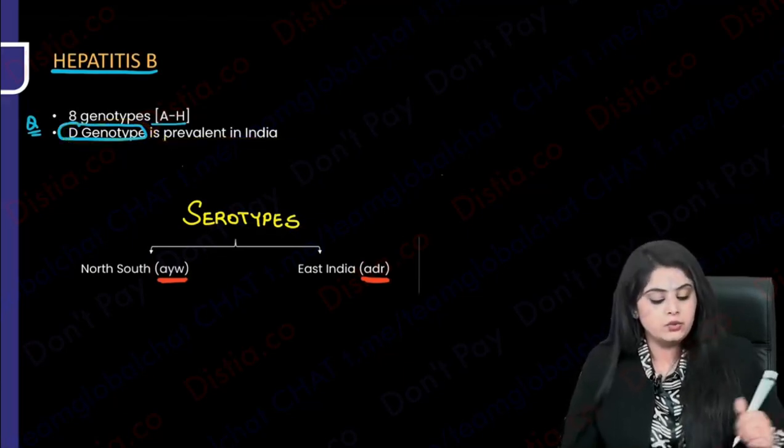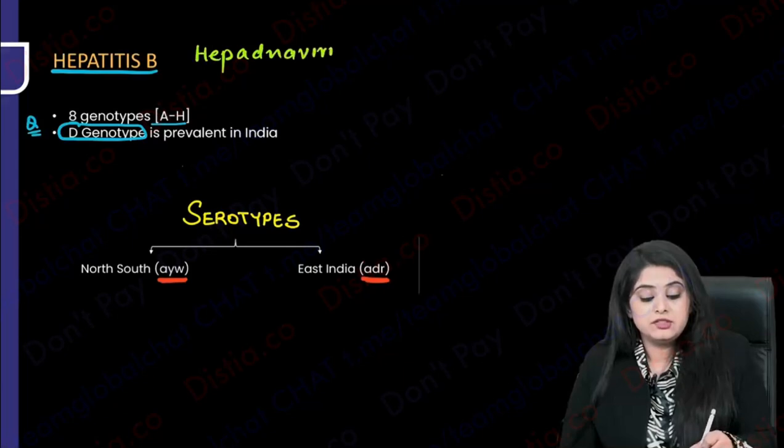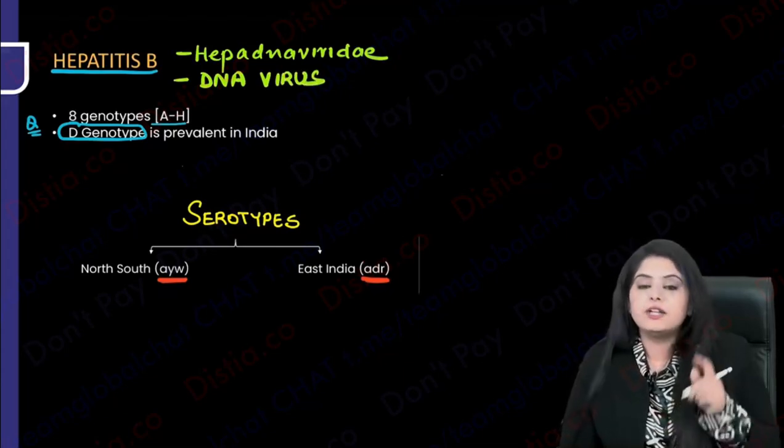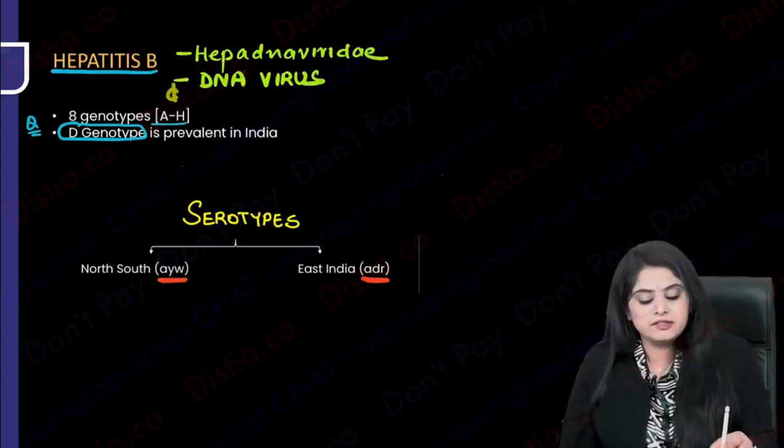Now we can go on to, let me take a quick test. Which family was this? This was Hepadnaviridae. So this means this was the only virus which was DNA, the only and only hepatitis virus which was a DNA virus. And my logic tells me that all DNA viruses are what? Single-stranded or double-stranded? All the DNA viruses are double-stranded.